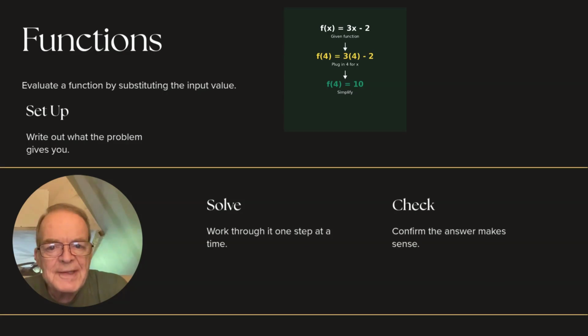Next is functions. Say you're given f of x equals 3x minus 2, and you need to find f of 4. You just plug 4 in for x. 3 times 4 is 12, minus 2 is 10. So f of 4 equals 10. Function notation looks intimidating the first time you see it, but it's really just a fancy way of saying put a number in, get a number out.